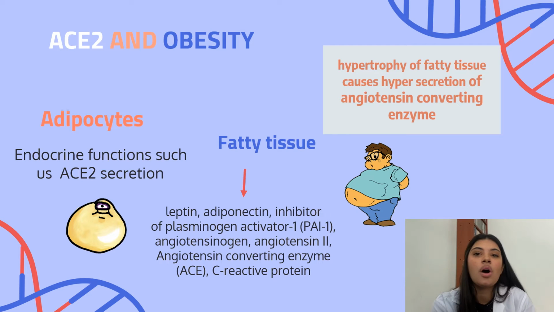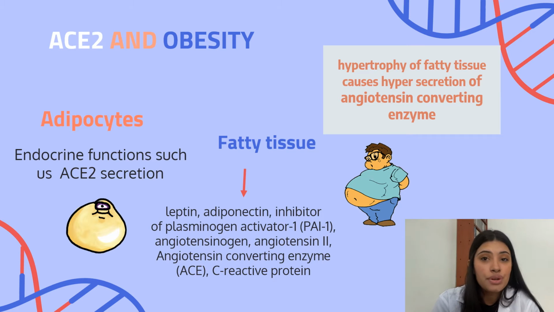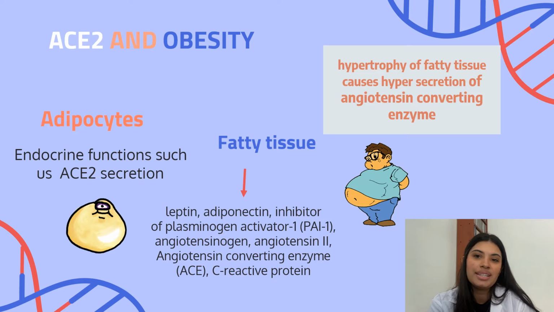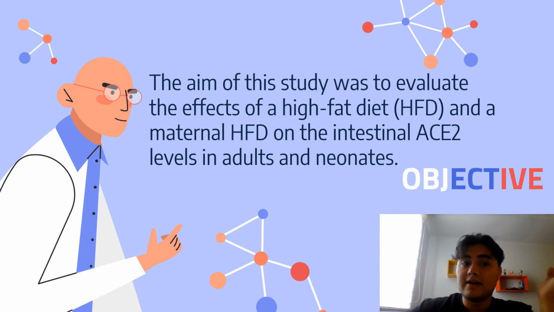The fatty tissue produces some hormones and peptides like leptin, adiponectin, plasminogen activator inhibitor 1, angiotensinogen, angiotensin II, angiotensin converting enzyme ACE2, and C-reactive protein. People with obesity have a hypertrophy of fatty tissue. The hypertrophy of fatty tissue increases the endocrine function, which results in a hypersecretion of angiotensin converting enzyme. The aim of this study was to evaluate the effects of a high-fat diet, HFD, and a maternal HFD on intestinal ACE2 levels in adults and neonates.